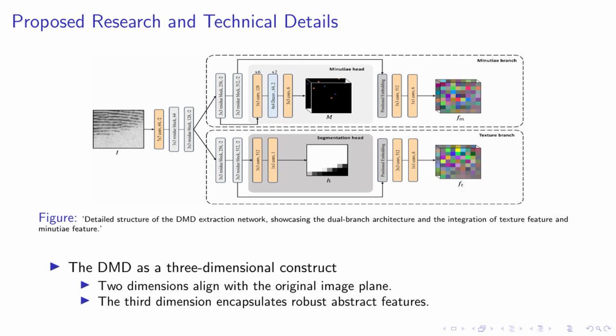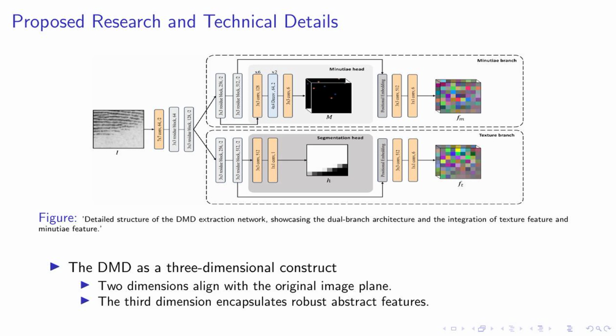Moving on to the technical details of our research, let's delve into the structure of the dense minutia descriptor, or DMD, extraction network. As you can see in the figure, the DMD is a three-dimensional construct. The first two dimensions align with the original image plane, capturing the spatial layout of the fingerprint. The third dimension, however, is where the magic happens. It encapsulates robust abstract features, providing a rich representation of the fingerprint. This unique design allows the DMD to capture and represent intricate details, making it a powerful tool for fingerprint matching.